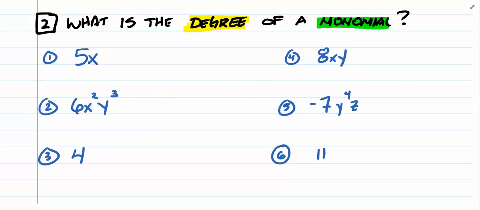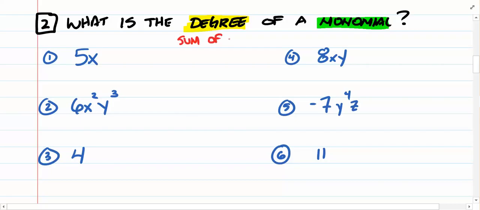Box number 2 is all about the degree of a monomial. The question is, what is the degree of a monomial? Now I have to tell you that the degree is nothing more than the sum of the exponents of the variables. In case we do not know what the word degree means, this is what we're talking about. It is the sum of the exponents of the variables only.